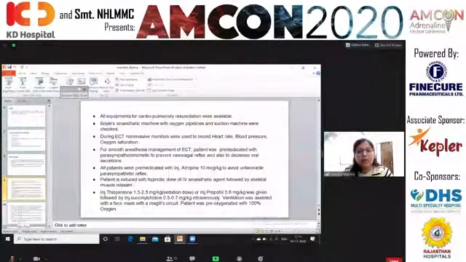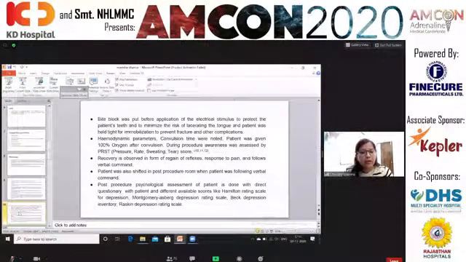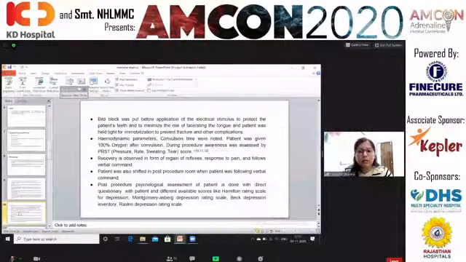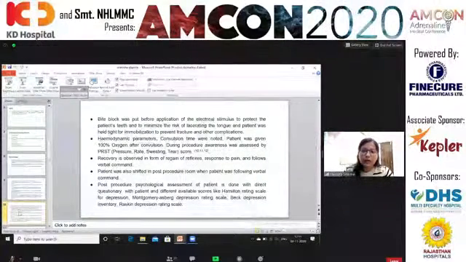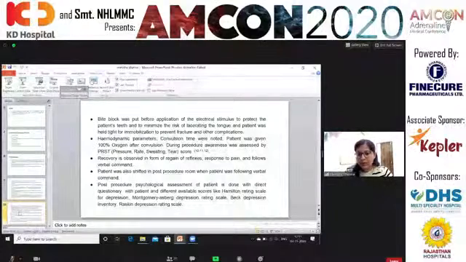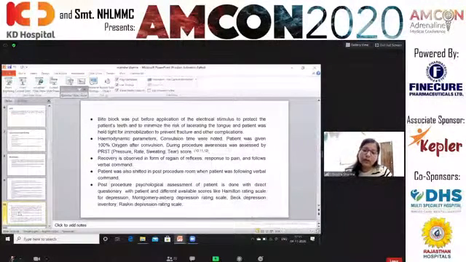A bite block was put before the application of the electrical stimulus to minimize the risk of lacerating the tongue, and hemodynamic parameters and convulsion time were noted. The patient was given 100% oxygen after the convulsion, and during the procedure, awareness was assessed by PRST score. Recovery was observed in the form of regain of reflexes, response to pain, and the patient following verbal command. The patient was shifted to the post-procedural room when following verbal command.